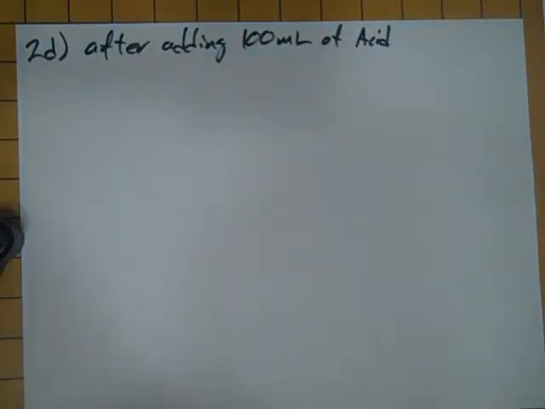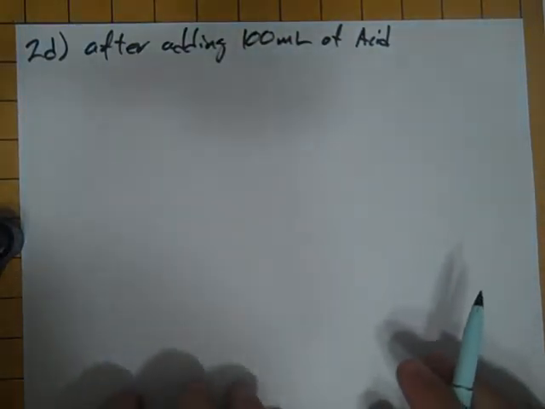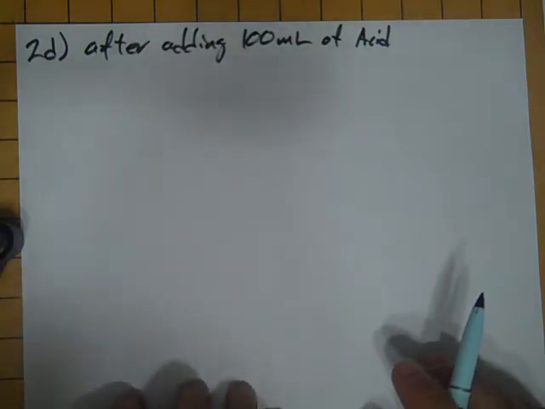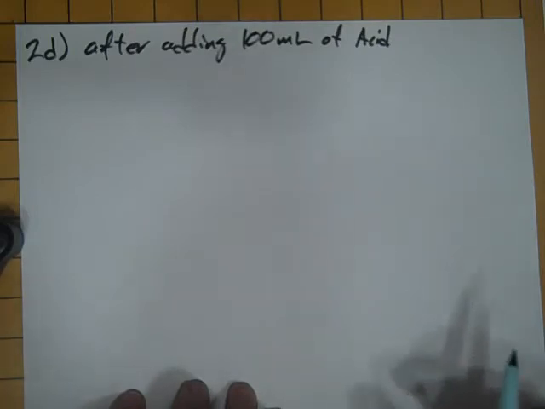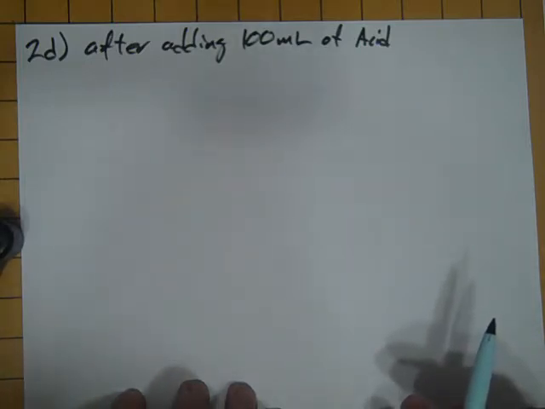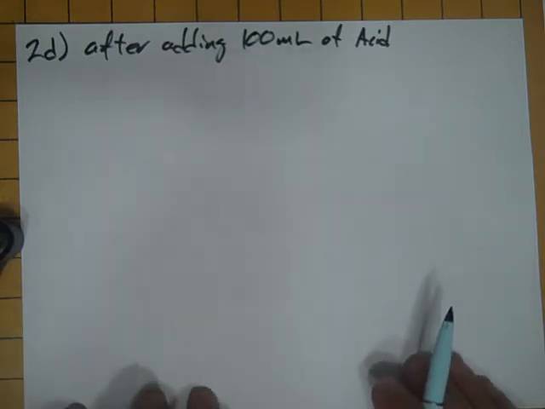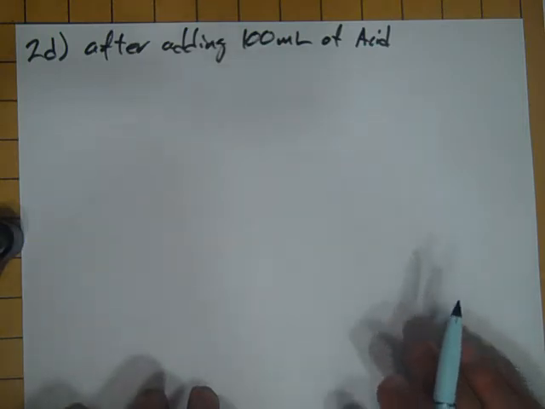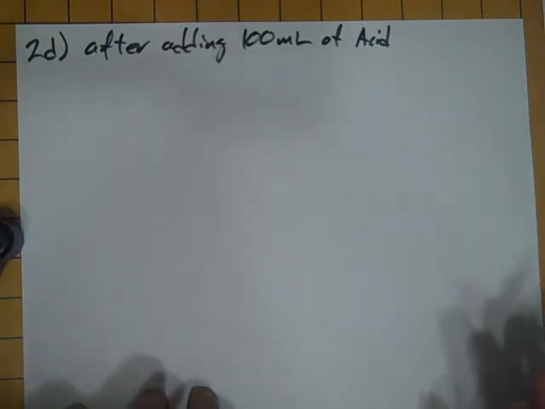Okay, the last part of the second titration problem, 2D, finds us looking for the pH after adding 100 milliliters of acid. Now, first of all, just using logic, I know I'm at the equivalence point. If adding 50 milliliters got me halfway to the equivalence point, then adding 100 would get me all the way there. So it is possible to go through this starting out the same way we did.